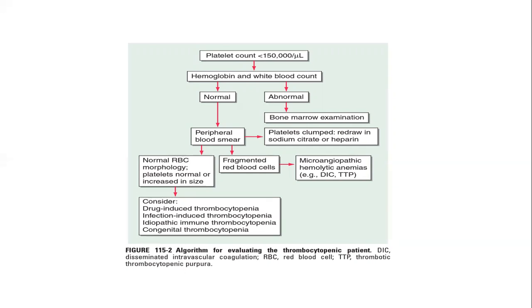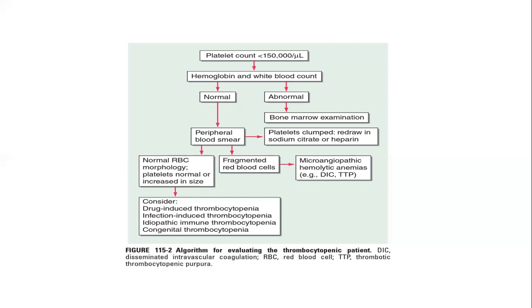And this is usually denoted by mean platelet volume, as we see in our CBC count. Usually, I think the normal value is still 11. Then we can also consider infection-induced thrombocytopenia, idiopathic thrombocytopenia, and congenital thrombocytopenia.